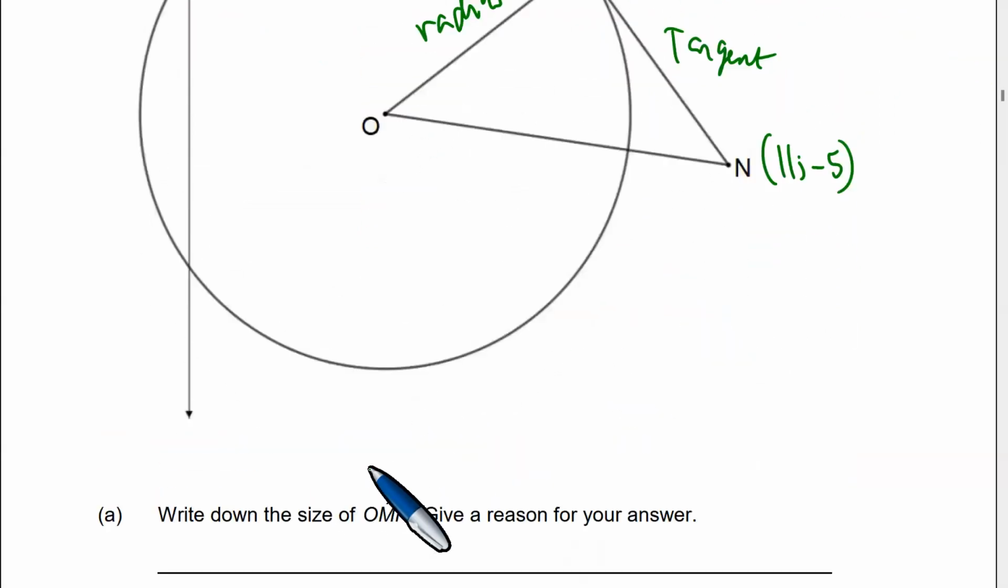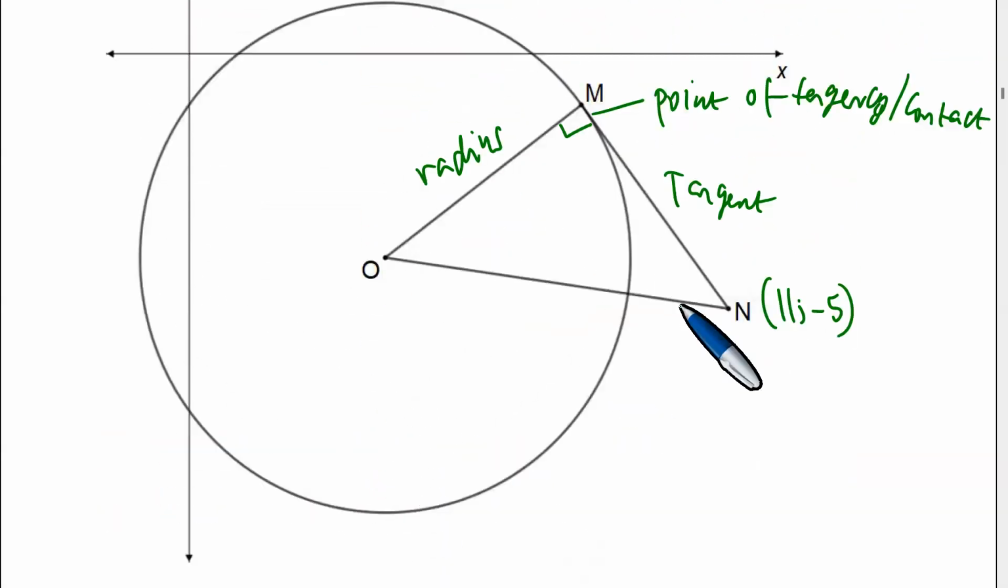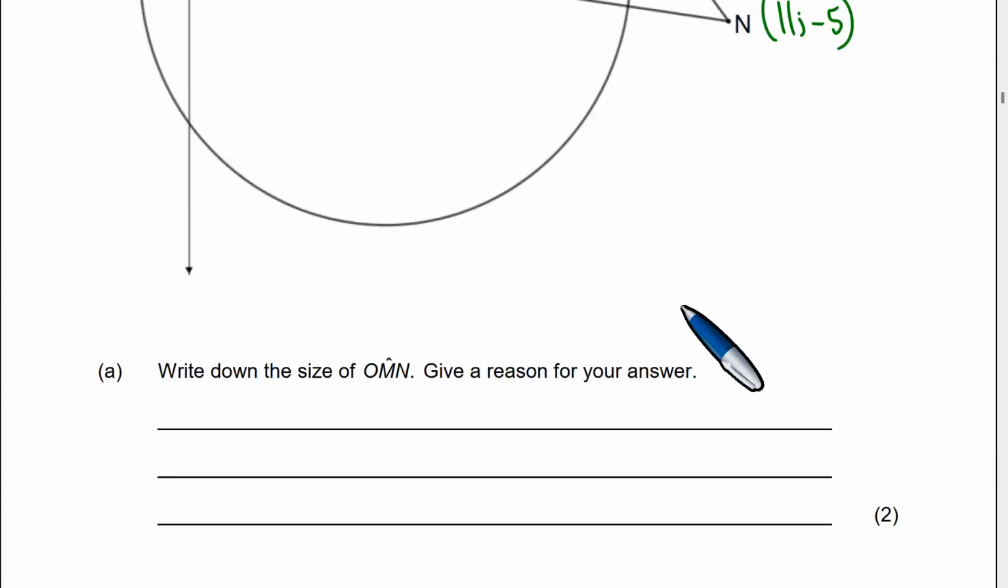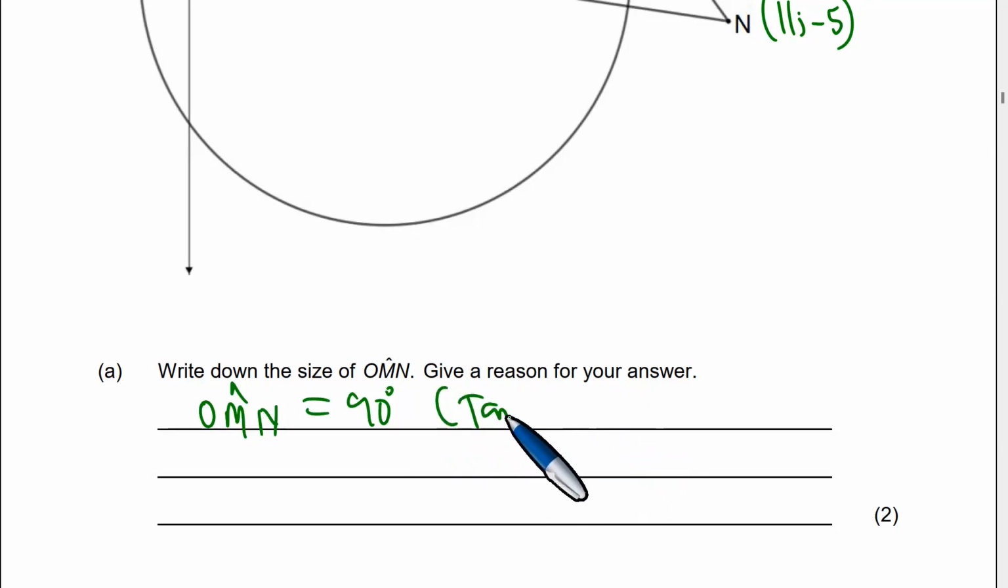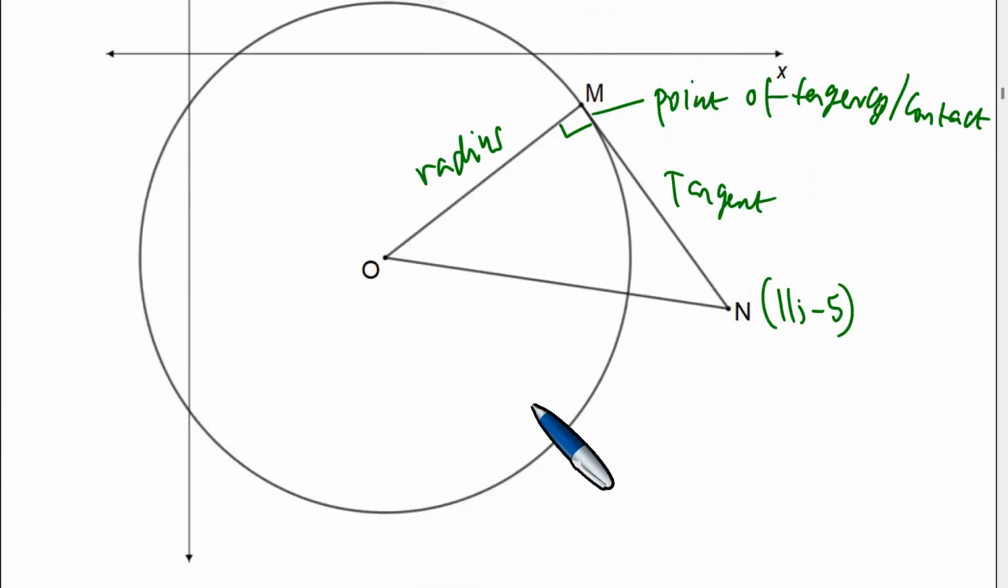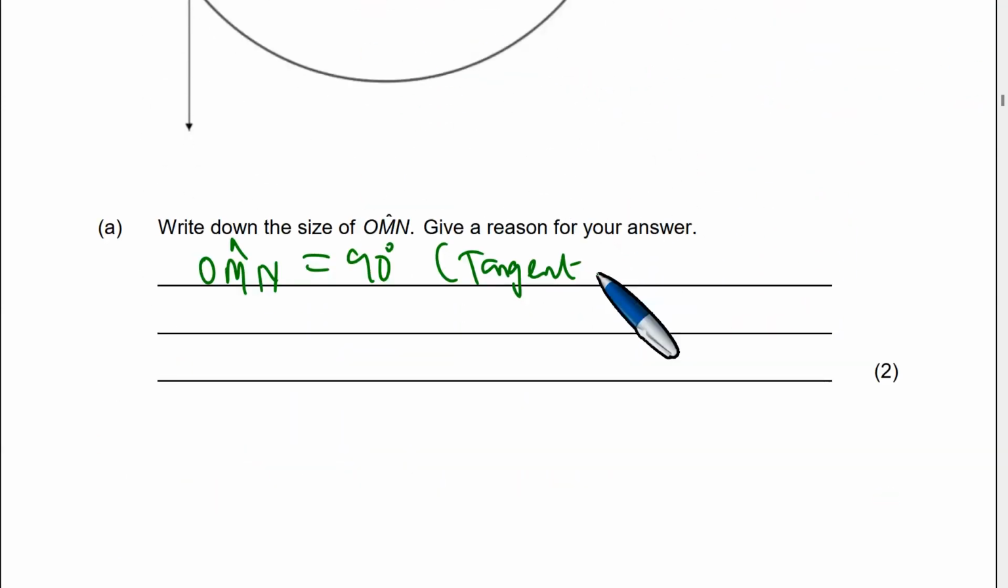Write down the size of angle OMN. That means therefore angle OMN is 90 degrees. Why is it 90 degrees? Why is this angle not anything else? Why is it not 45, or 20 degrees, or 60? It's because we know in mathematics that a tangent is always perpendicular to a radius at the point of contact.